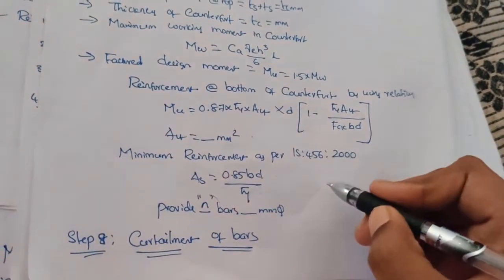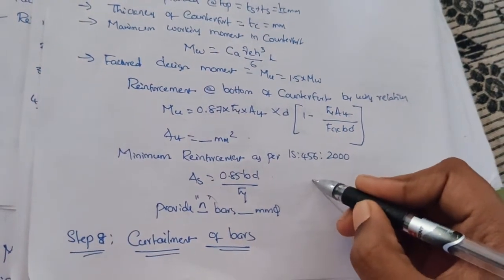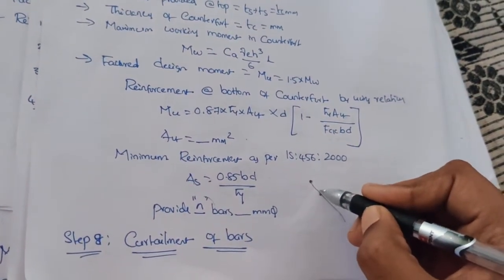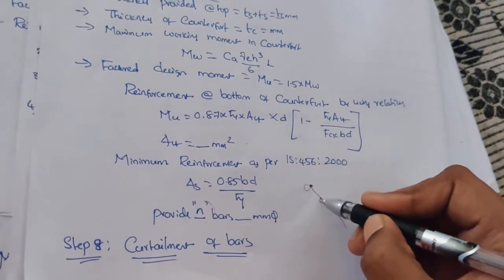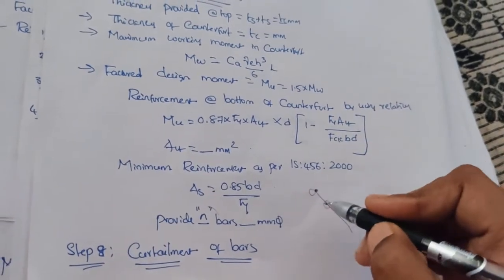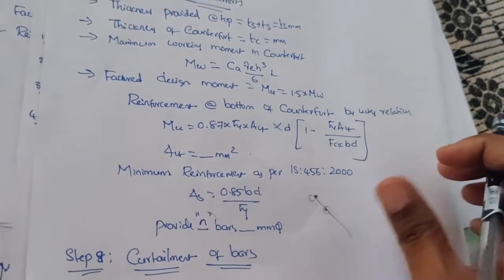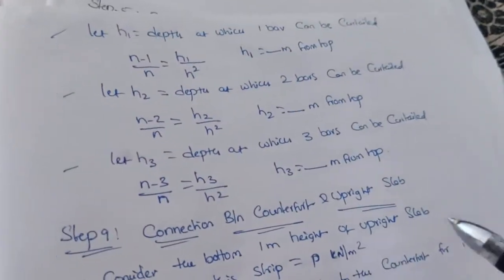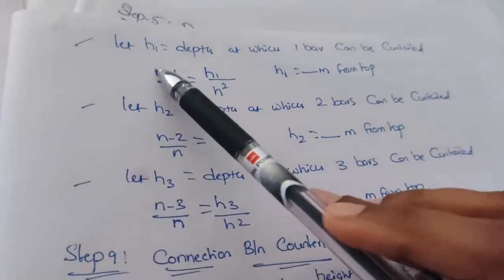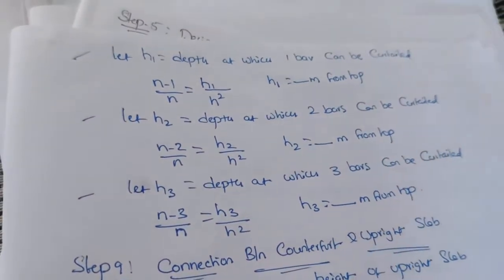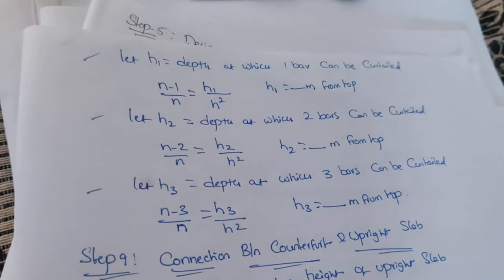So next one is the curtailment of the bars. Curtailment means when you are providing the counter force from one place to another place, you are providing the curtailments. How many numbers you have to provide, that one you will cross check here. So here is the formula. Let H1 be equal to the depth at which one bar can be curtailed.